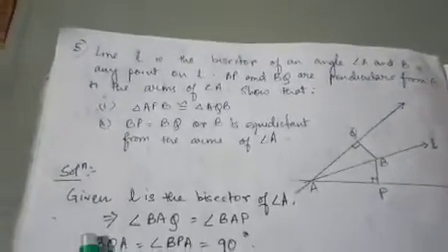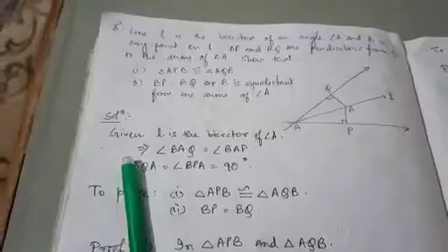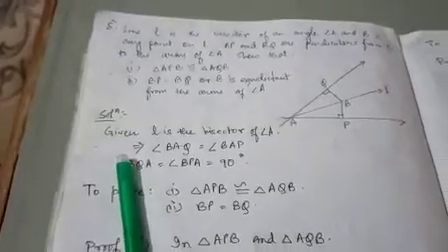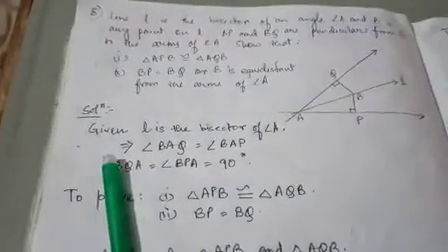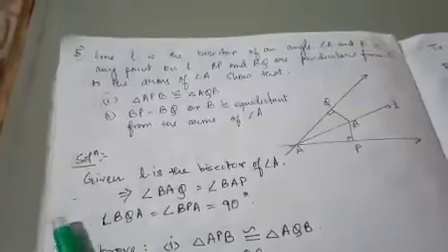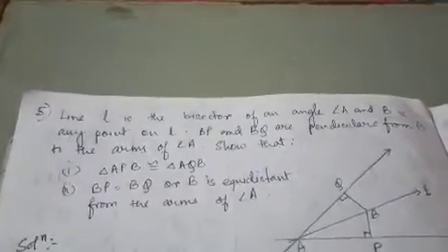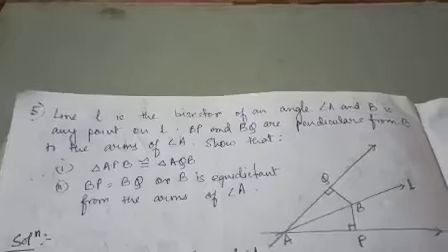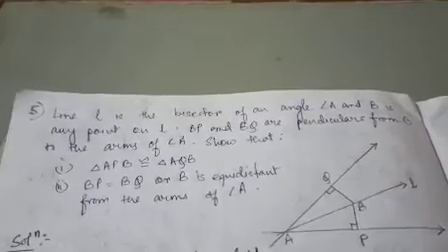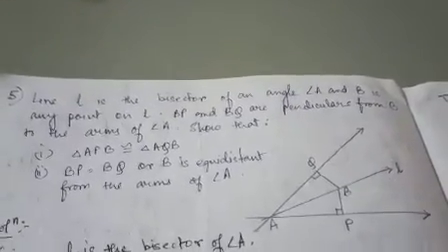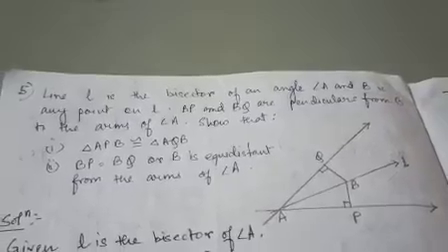Good morning, students. Today we are going to discuss the last four sums of exercise 7.1. So let's begin with question number 5. Line L is a bisector of angle A and B is any point on L. BP and BQ are perpendicular from B to the arms of angle A.